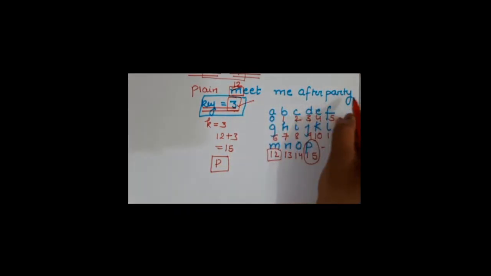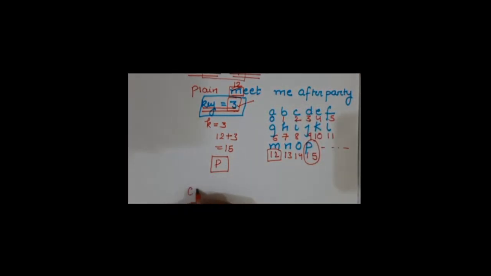Similarly, if you want to convert "meet me after party" into ciphertext, the entire conversion will be P, H, H, W, P, H, D, I, W, H, U, and party is S, D, U, W, B.